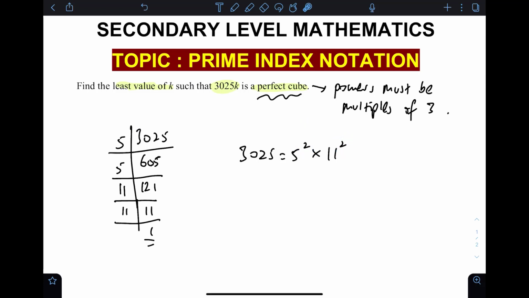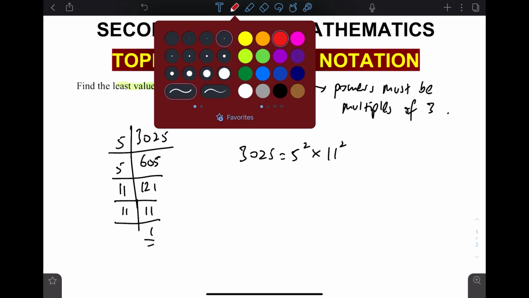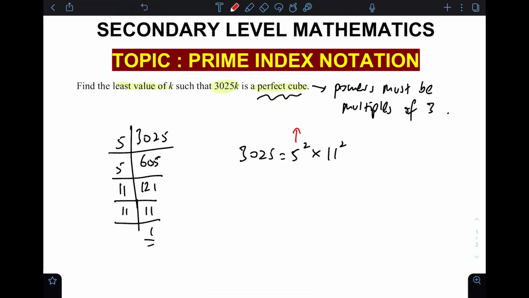of 3. Why must we push it up? Because we are multiplying 3025 by a certain number. So when you multiply, the powers get bigger. Okay, so the next highest power that is a multiple of 3 is 5 cubed. For this guy, it's 11 cubed.